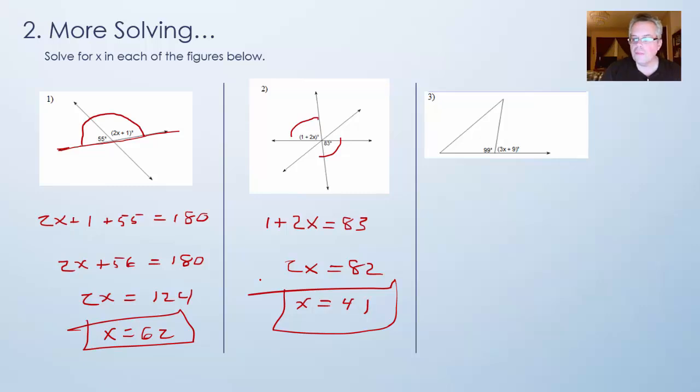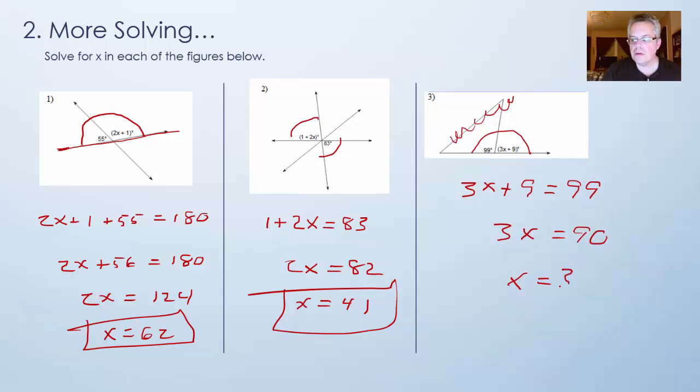Okay, here's another one. We've got to think, what's the relationship between these two angles? This line right here is kind of a distractor. These two angles form a straight line. So that's the important fact. They add to 180. 3x plus 9 equals 99. Subtract 9, and we get 3x equals 90, or x equals 30. So it's important to take a second and think, what's the relationship between the angles? And if you get that right, you're going to get the problem right.